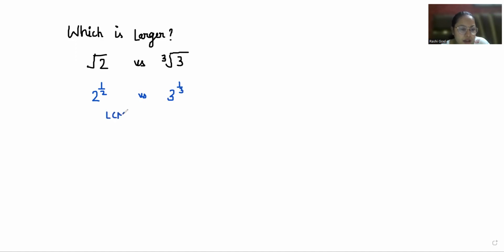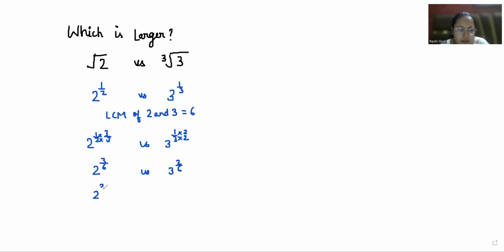Now I am going to take the LCM of these powers' denominators. So LCM of 2 and 3 is 6. So 2 power 1 by 2, to make it 6, I have to multiply with 3. And here, to make it 6, I have to multiply with 2. So it becomes 2 power 3 by 6, and here 3 power 2 by 6.